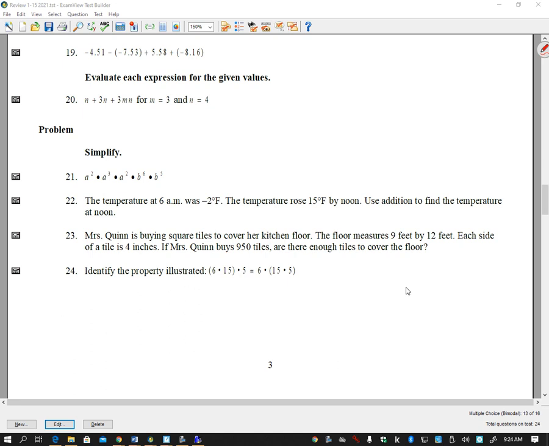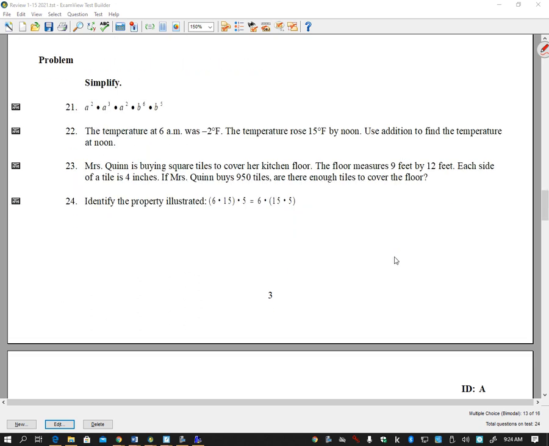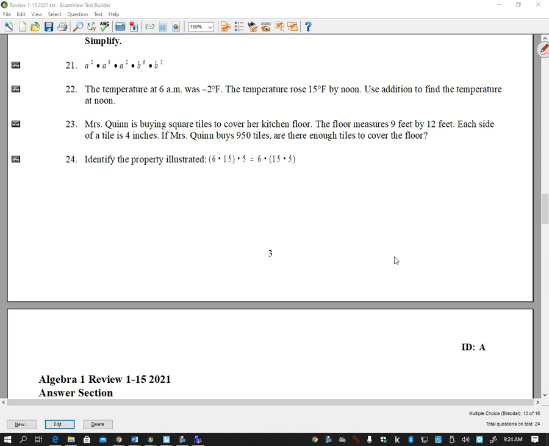Okay, Miss Quinn is buying some square tiles, to cover her kitchen floor. Square tiles, that's a big hint. The floor measures 9 feet by 12 feet. Each side of a tile is 4 inches.